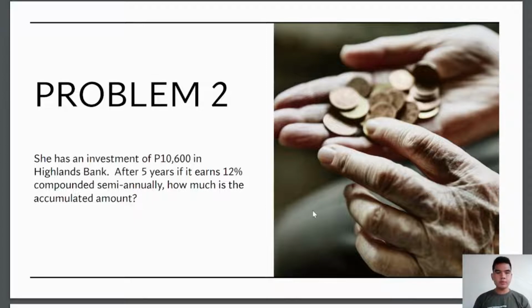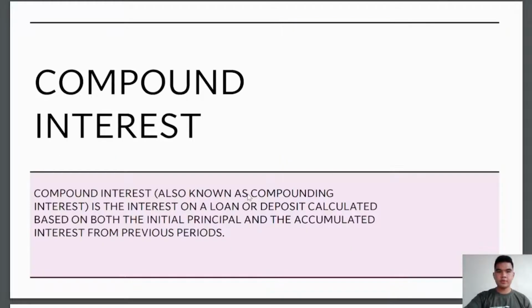So for problem 2, she has an investment of 10,600 in Highlands Bank. After 5 years, if it earns 12% compounded semi-annually, how much is the accumulated amount? So, viewers, we're going to find the accumulated amount from her investment at Highlands Bank. So this is about compound interest.